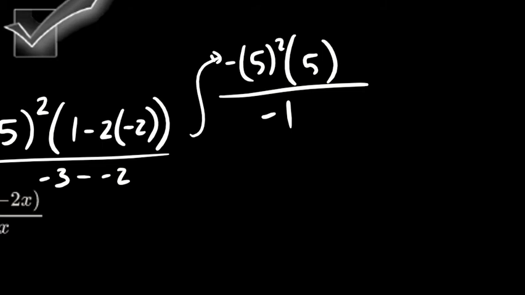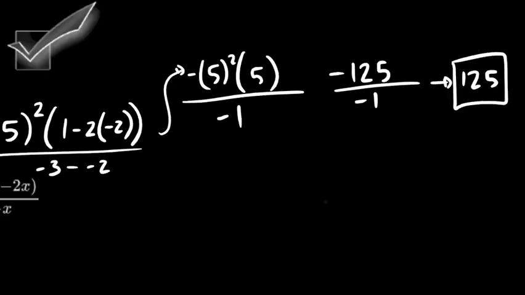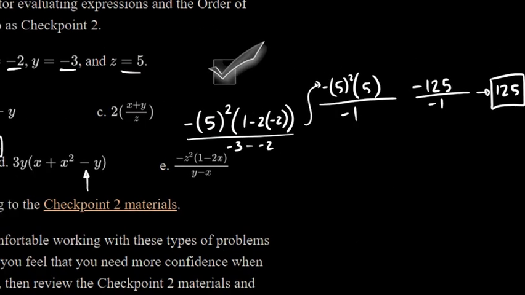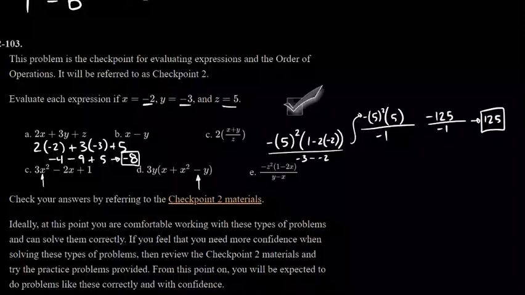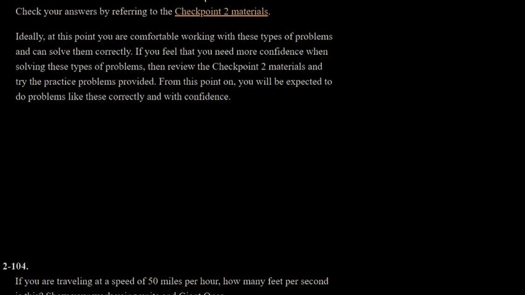So I have in the numerator the opposite of 125, and in my denominator I've got a negative 1. So if I would evaluate that, that should give me positive 125. So I do recommend going over those very carefully and checking all of your answers. And then if you feel like you need more practice to be confident and competent with those, please refer to the checkpoint materials at the back of the book.